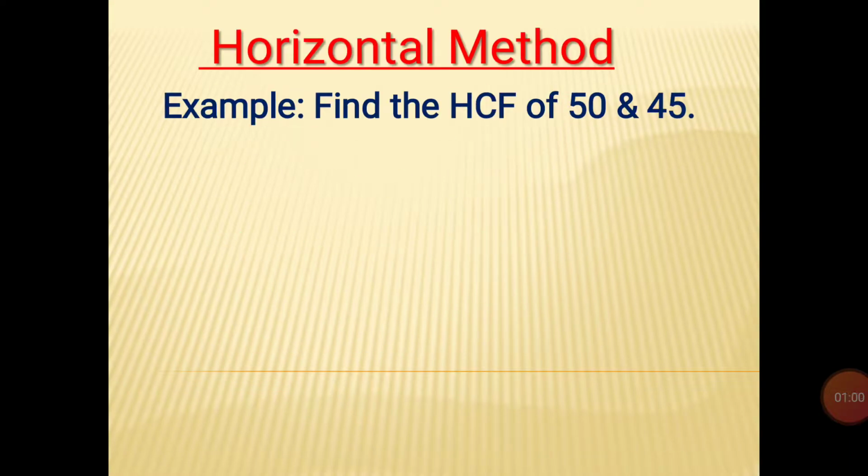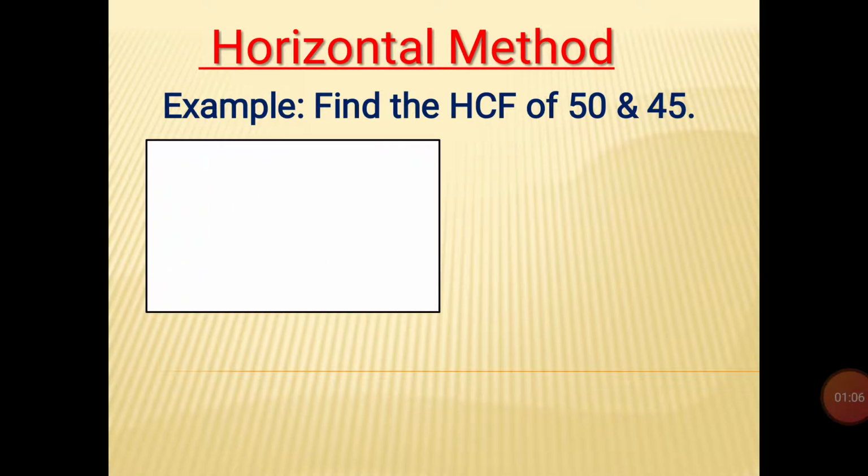Now, let's start with the horizontal method. Example, find HCF of 50 and 45. Here we'll start with 50. 50 is present in 5's table. So instead of 50, we will write factors as 5 into 10.